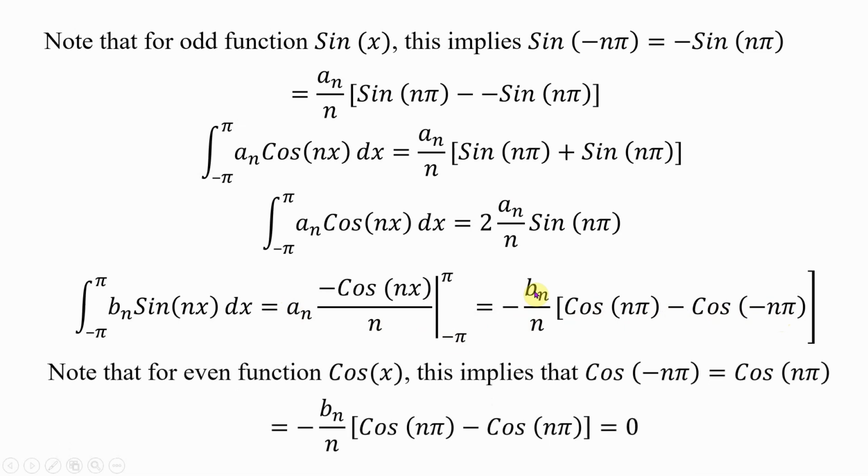The next thing now is the fact that cos minus n pi is equal to cos n pi, because cos x is an even function. If it's an even function, cos minus n pi will give us cos n pi. If we substitute this into the expression, we have minus bn over n, then cos n pi minus cos n pi. And cos n pi minus cos n pi will give us what? Will give us 0. So that means the integral from minus pi to pi of bn sin nx dx is 0.